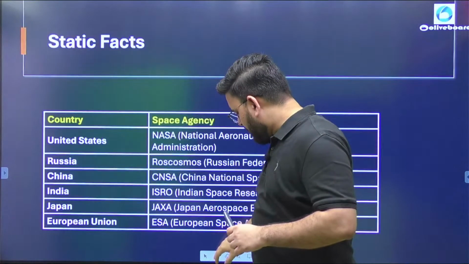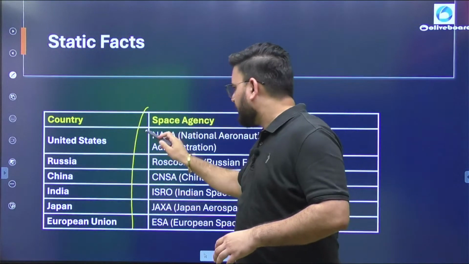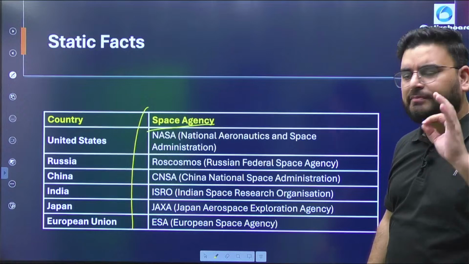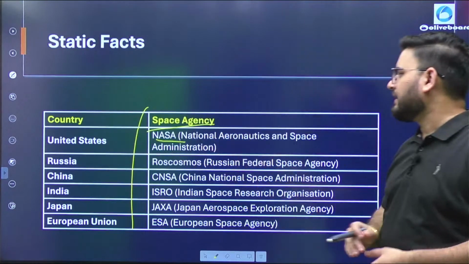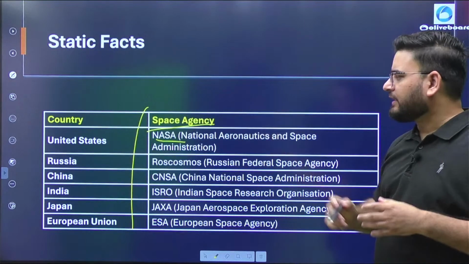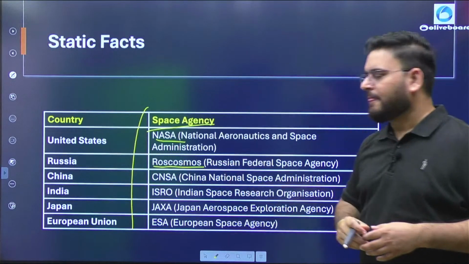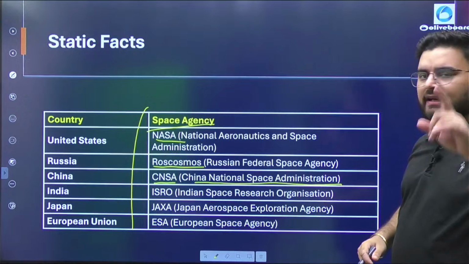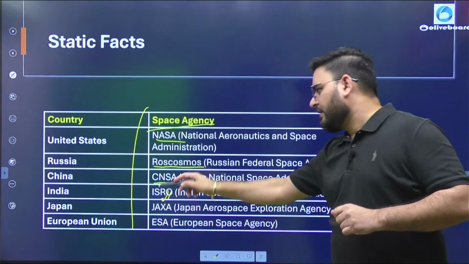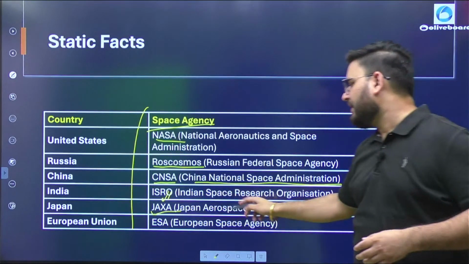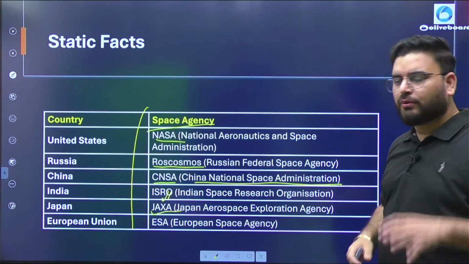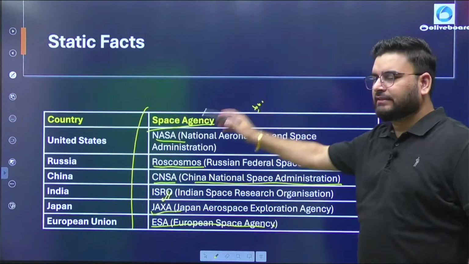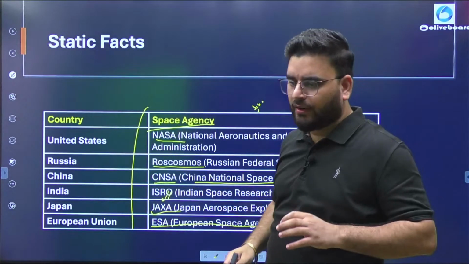Now coming to the different space agencies and countries, you have to remember this. The United States space agency is NASA, National Aeronautics and Space Administration. Russia has Roscosmos. China has CNSA, China National Space Administration. India has ISRO. Japan has JAXA, Japan Aerospace Exploration Agency, and the European Union has the European Space Agency. Remember the space agencies of the prominent nations.